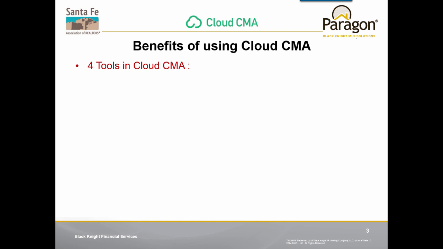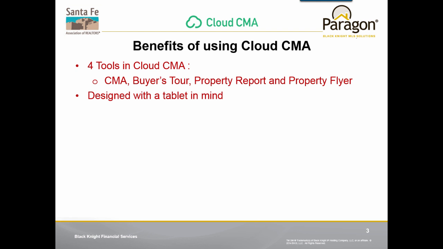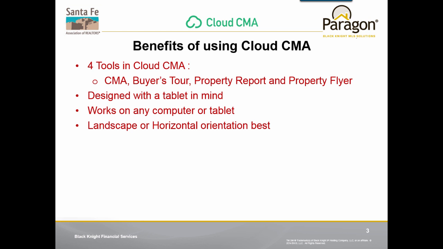When you get Cloud CMA, there are actually 4 tools inside Cloud CMA for you. There is the CMA, the Buyer's Tour, Property Report, and Property Flyer. Now, the CMA products have all been designed with a tablet in mind. The folks at WR Studios believe that tablets are the wave of the future for real estate agents, and so they've designed their product to fit your future and current needs. Cloud CMA also works on your computer just like it does a tablet, just a little bit bigger. Horizontal or landscaped is the best orientation of your device.